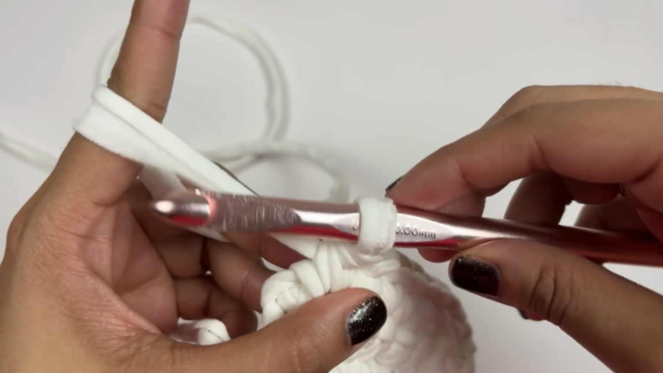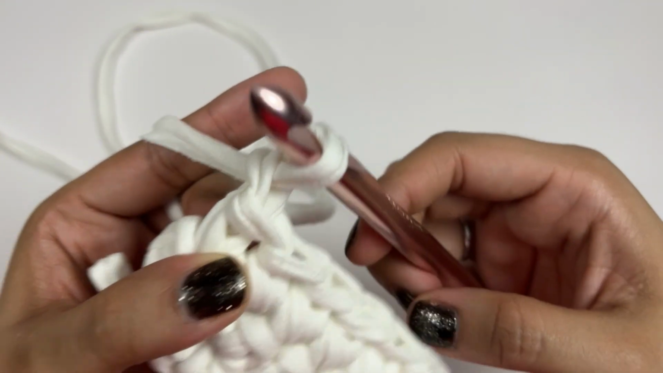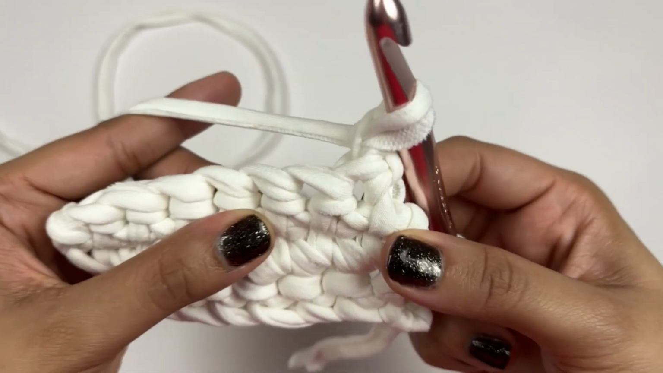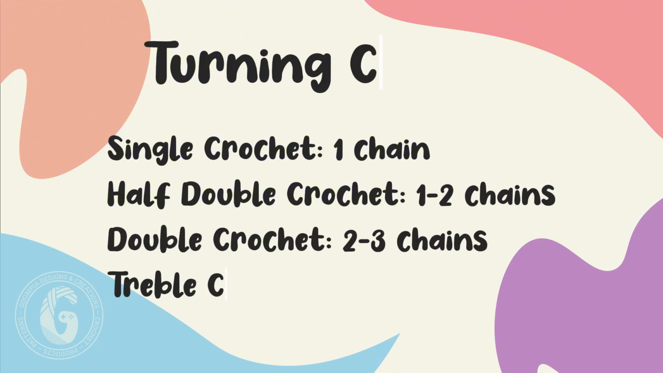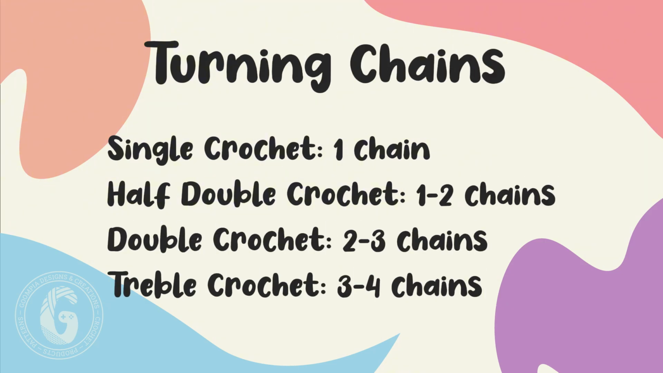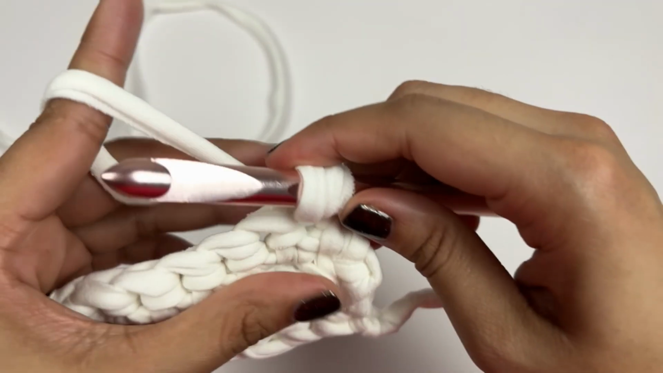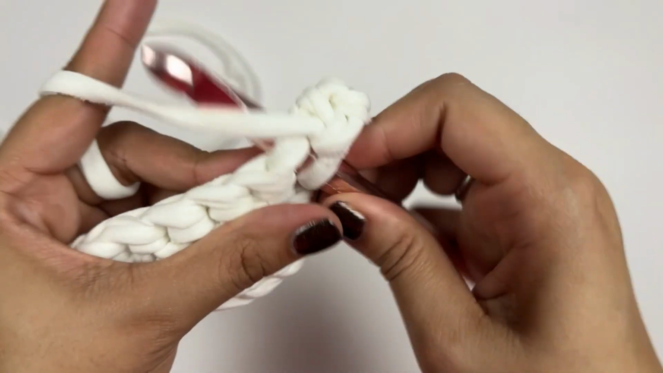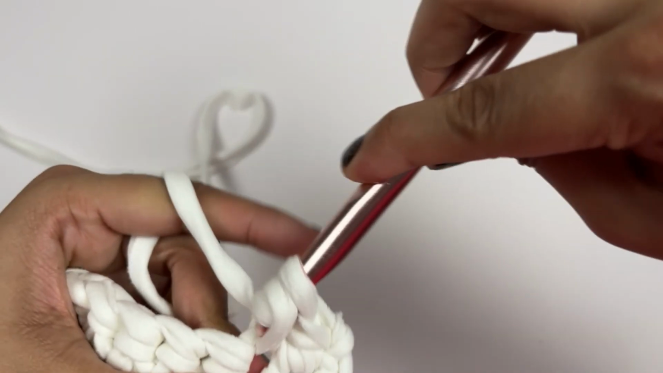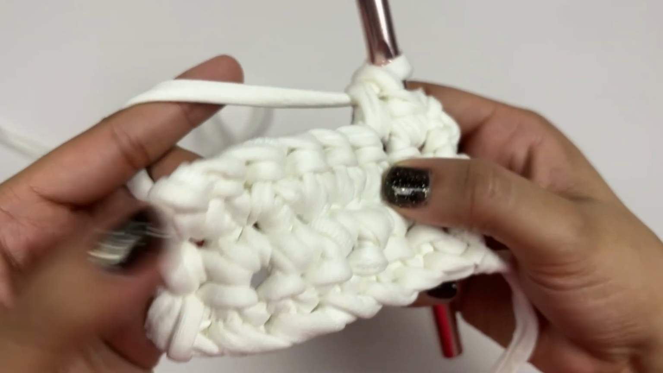A turning chain is a chain you make at the end of a row before turning your work. The amount of turning chains you make depends on the pattern and on the stitch you're making. Basically, what you're doing is raising or elevating the first stitch of your row so that it will look like a straight line instead of having the beginning of it shorter than the rest of the stitches.